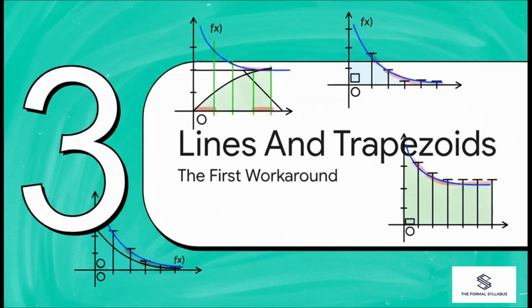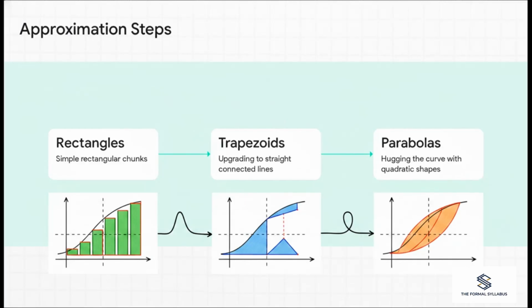We use workarounds. Welcome to section 3, lines and trapezoids. This is where numerical integration totally comes to the rescue. Since we can't build one giant perfect rectangle, computers do the next best thing. They chop the entire area up into tiny, manageable pieces. We usually start with simple rectangular chunks, but honestly, those are pretty clunky. So, step 2 is an upgrade. Trapezoids. Here, we basically draw a straight slanted line connecting the two top endpoints of a tiny chunk of the curve. By summing up the areas of thousands of these tiny trapezoids, we can estimate the total overall area.